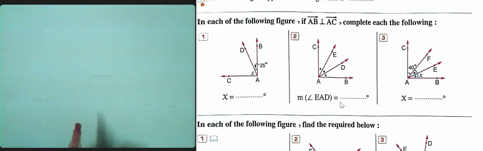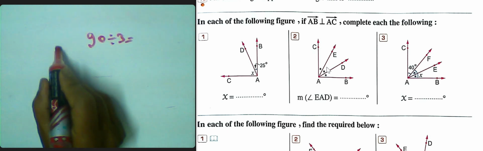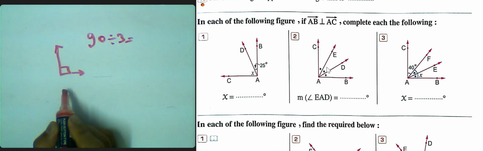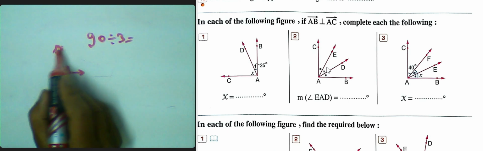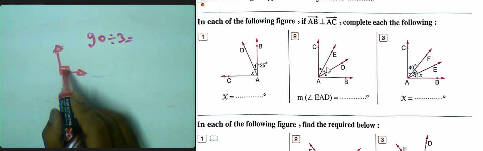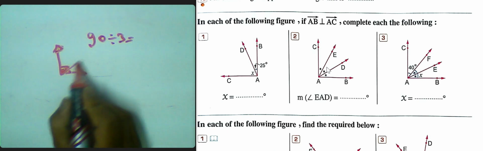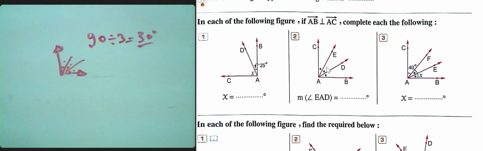Next example, he wants to find the value here of angle EAD. This angle we can divide 90 by 3 because we have a right angle triangle. We have a triangle here. This angle is a right angle. The measure of this angle, 90 degrees, divided by 3 parts, 1, 2, 3. The result will be 30 degrees.